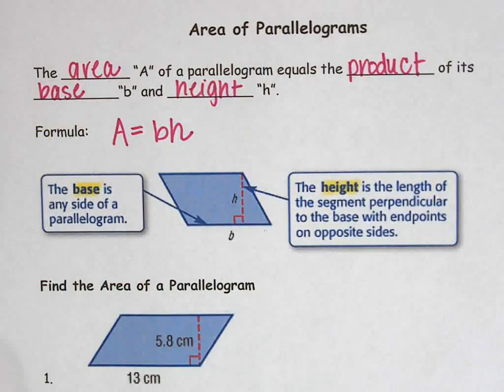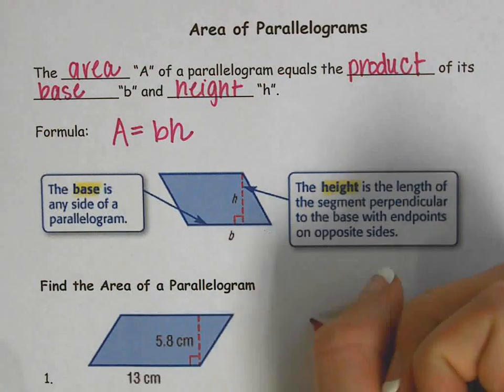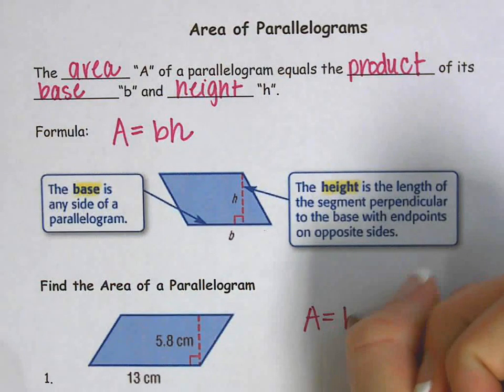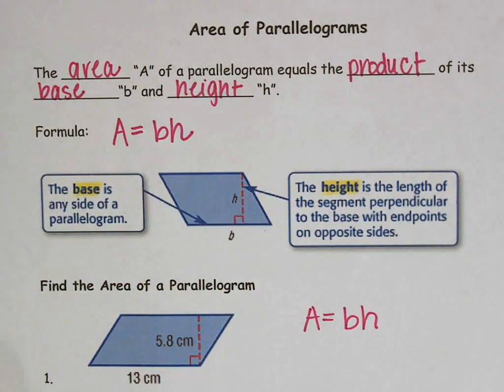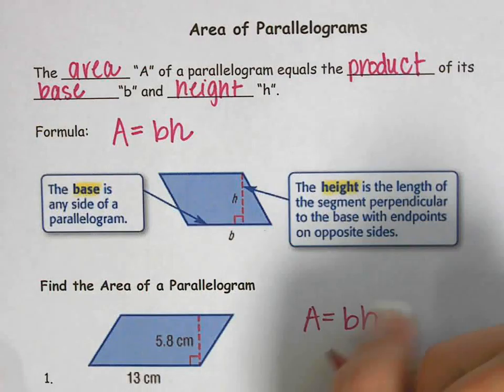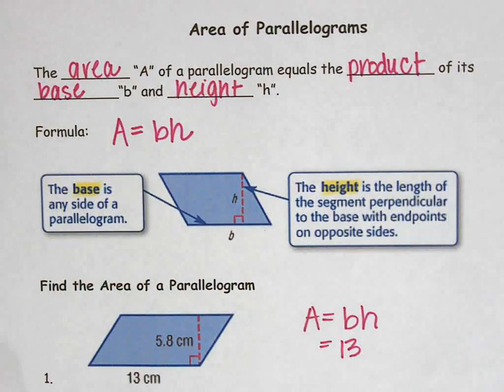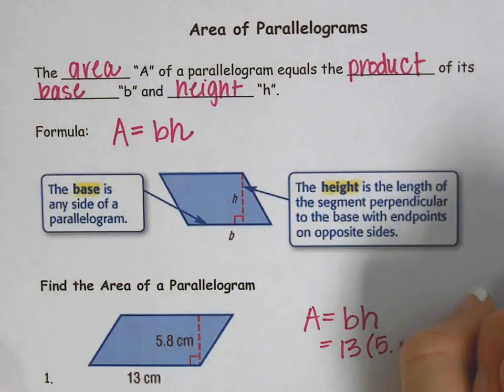So let's use our formula to complete an example for finding the area of a parallelogram. Your first step is to always write the basic formula. So since we know that it's a parallelogram, we're going to use area equals base times height. The next thing that we're going to do is substitute in what we know. So 13 would represent the length of our base, and 5.8 is going to represent our height because it is perpendicular to our base. So 13 is our base we're substituting in, times our height, which is 5.8.